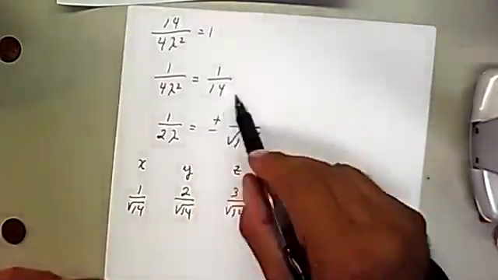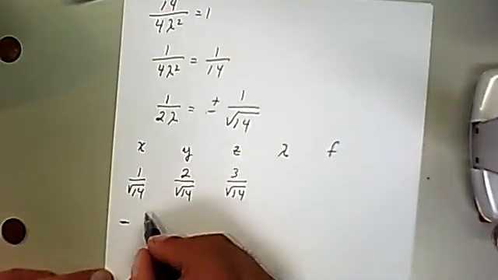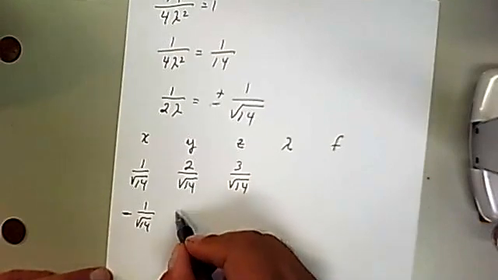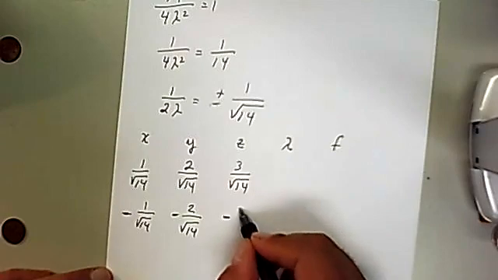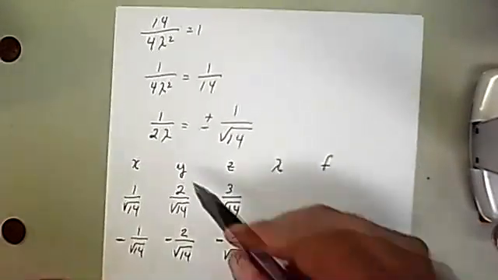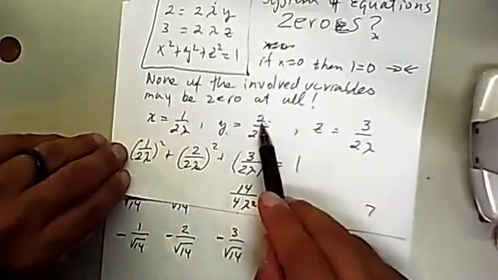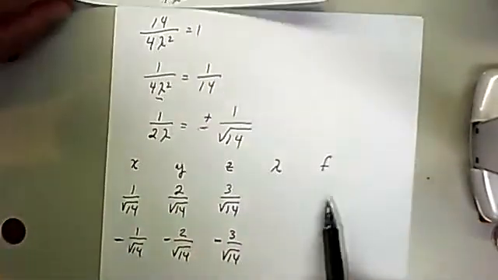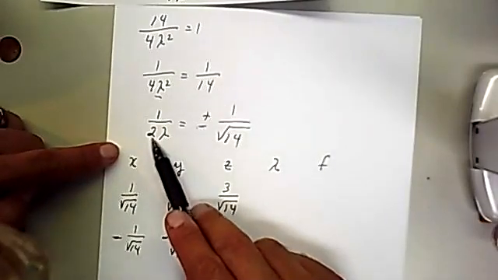If we have a negative 1 over the square root of 14, then the y is going to be twice as much, negative 2 over the square root of 14, and the z is going to be 3 times as much. And we're not going to have combinations because we're solving for 1 over 2 lambda, and x, y, and z is 1 over 2 lambda times 1, 2, or 3. So they're fixed.